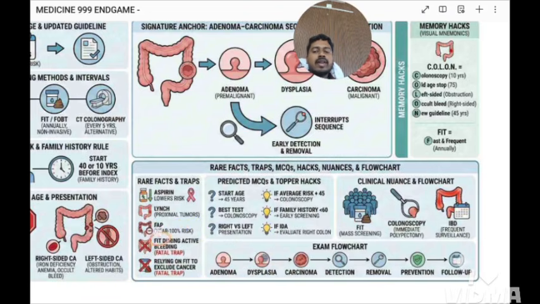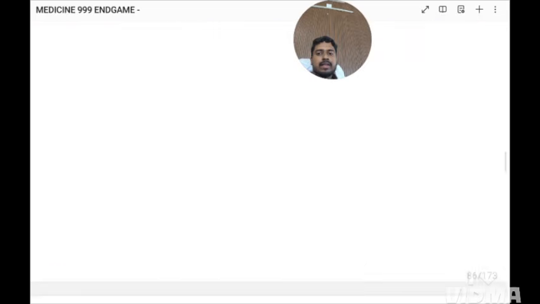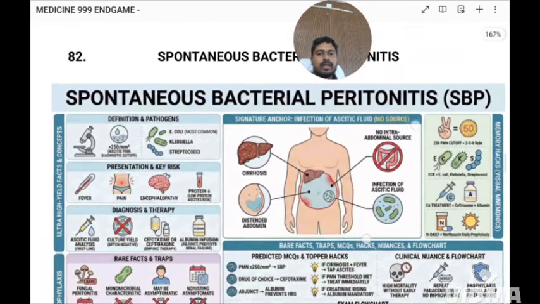There is no role for the fecal immunochemical test during active bleeding, remember this. You shouldn't rely on the FIT test to exclude carcinoma, it is just a screening test. So all these things I have explained. Iron deficiency anemia: do a right colonoscopy, looking for right-sided colorectal carcinoma. I think I have explained everything. We'll move on to the next topic, spontaneous bacterial peritonitis.